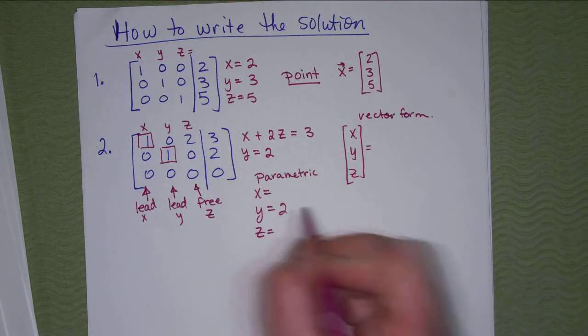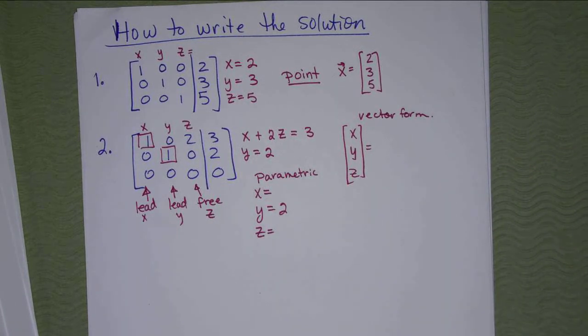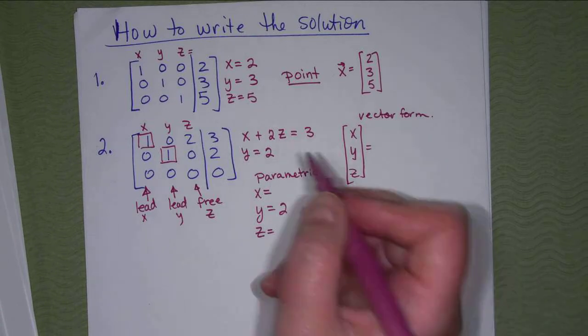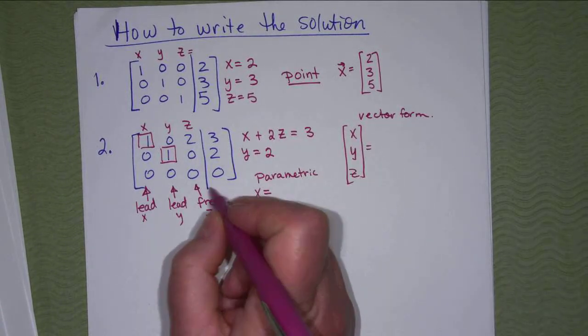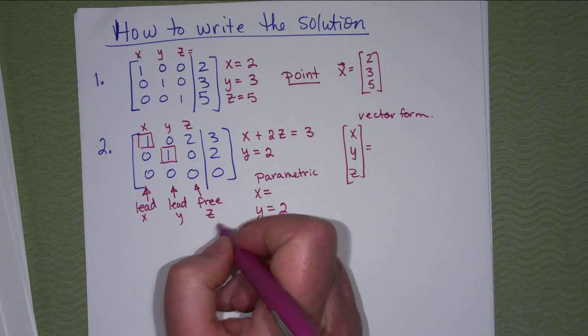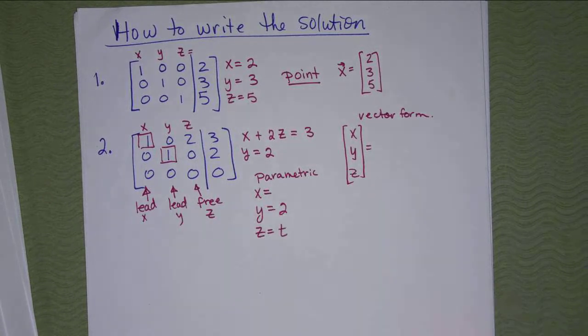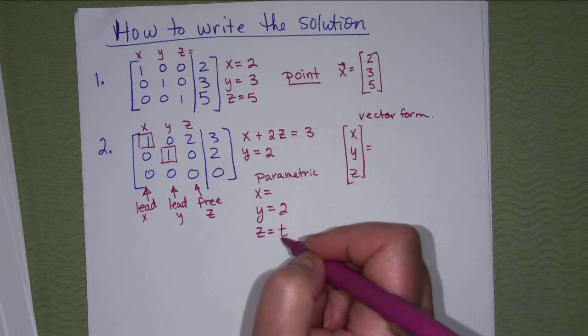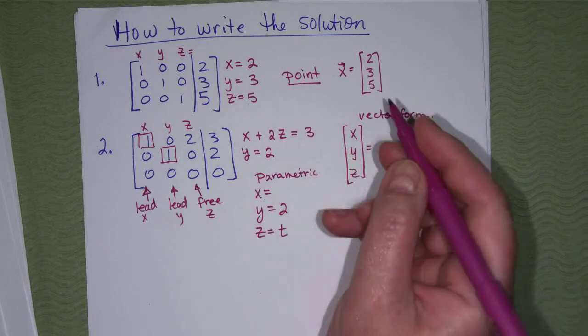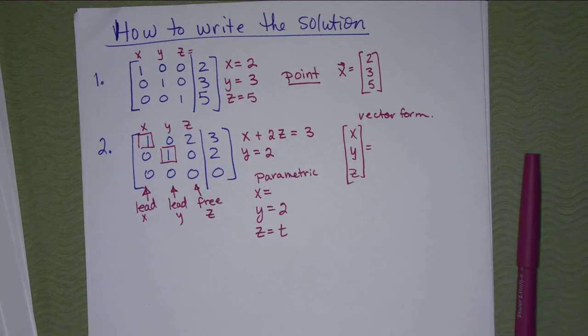Now, what do you think for the other one? So what you're going to do, we're missing the Z, but we said the Z is free. So any free variables, you give them a letter. T, R, there it is. So if Z is T, then what's X? All right, 3 minus 2T. So you would rearrange this.